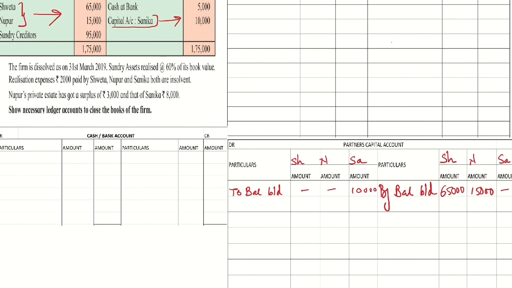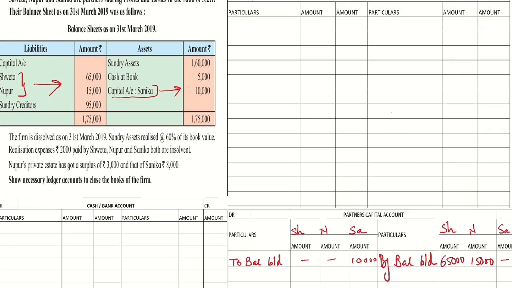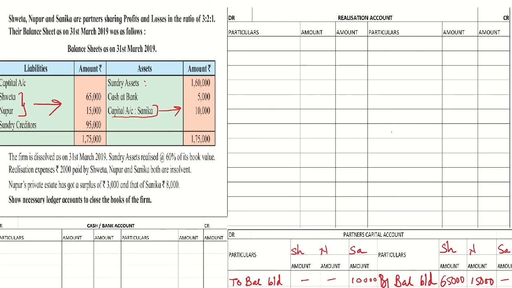After this, we record all the assets on the realization debit side. We are having sundry assets of 160,000, so we record it on the realization debit side, to transfer all assets. This is a heading. We have sundry assets worth rupees 160,000. There is only one item, so we keep it in the outer column.